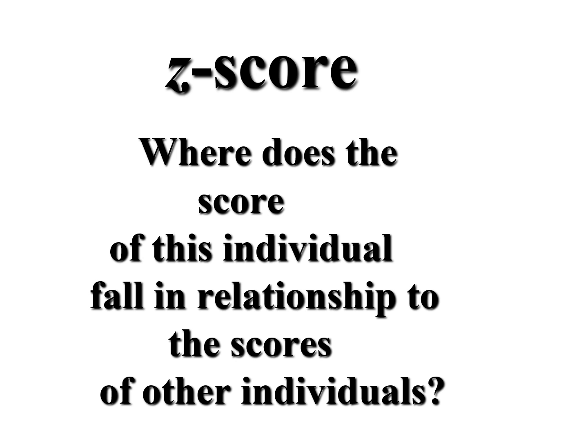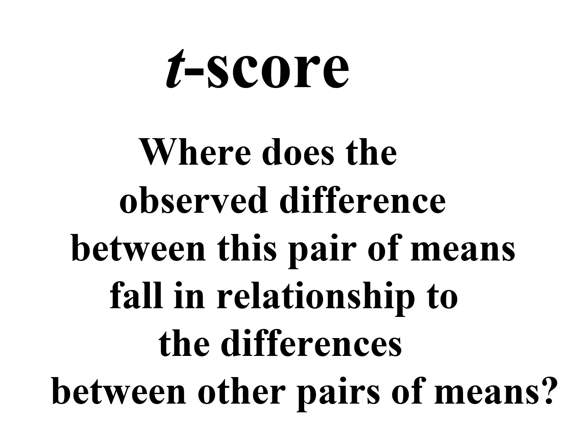The t-score tells us practically the same thing, but it is about the observed difference between the means. A t-score tells us this. Where does the observed difference between this pair of means fall in relationship to the differences between other pairs of means?